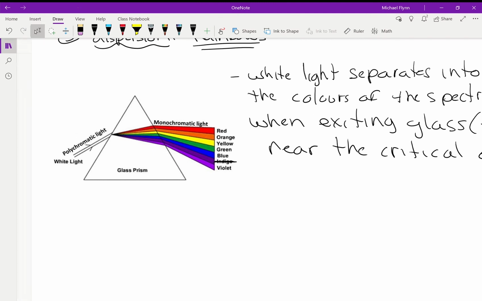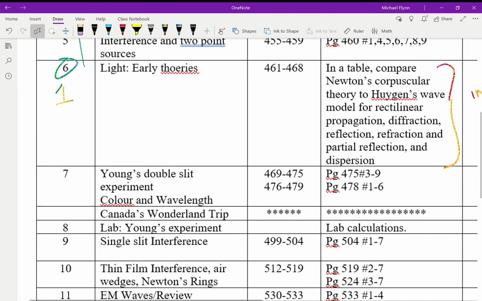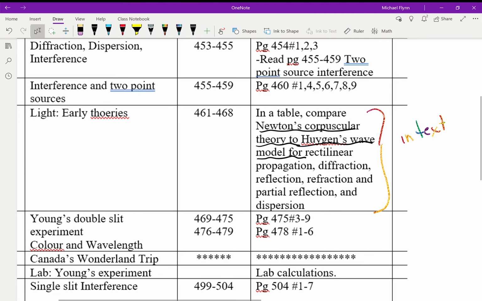So now I just want to talk about your first assignment. Like I said, we're skipping to lesson 6, a little history here. So in a table, compare Newton's model to Huygens' model, and you want to explain those things: rectilinear propagation, diffraction, reflection, refraction, and dispersion. So how do these two guys, like here's the deal with them, and I'm going to go back to the notes for a second.